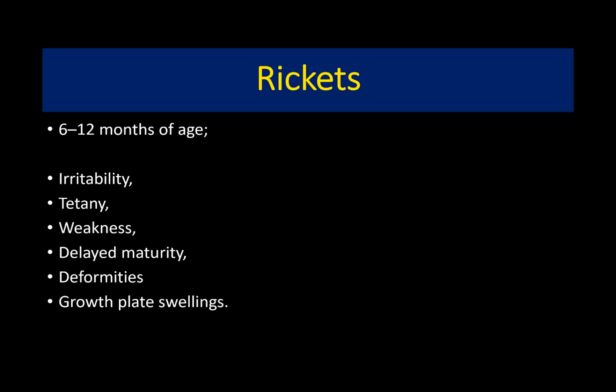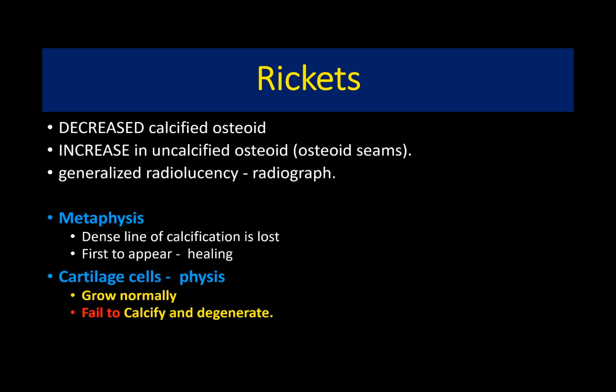Now the symptoms of rickets: in a 6 to 12 month old, patients usually present with irritability and tetany, because calcium usually blocks the sodium channel, so sodium is not going inside the cell. If sodium goes inside the cell, it will activate the cell and cause muscle contraction. So sodium channels are not protected by calcium now, and tetany occurs. Because of the continuous muscle action there will be weakness, delayed maturity and deformity, and all the changes will be seen here.